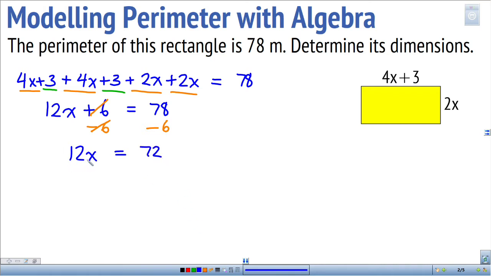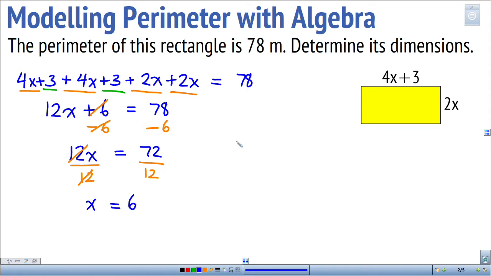Now this 12 is saying 12 times x, some number, is equal to 72. So to figure out what that number is, I can do some division. I can divide this side by 12, which means I also have to divide the right side by 12. Those will divide away. So x is equal to 72 divided by 12 is 6. All right, so now I know that the value of x that makes this rectangle's perimeter 78 meters is 6.